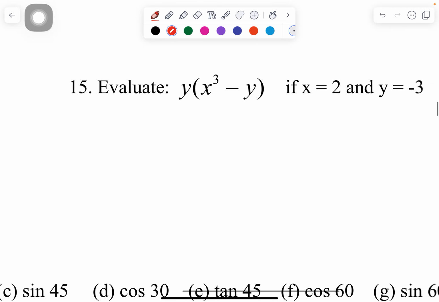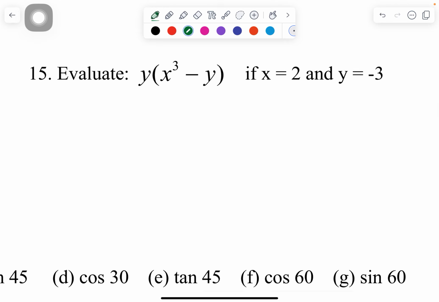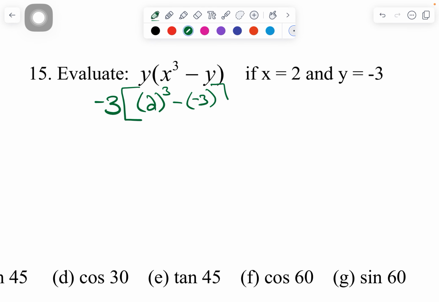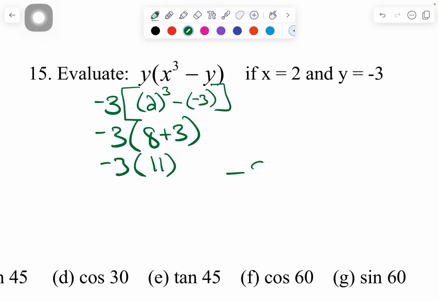All right. Problem number 15, I've given you both an x and a y. So let's see, y is negative 3. Then I've got x cubed. And actually, I'm going to go ahead and put a bracket here, so I can do the parentheses x cubed minus negative 3 with a little bracket there. All right, inside, we've got 2 cubed is 8. Minus a negative becomes plus. So negative 3, 8 plus 3 is 11. So negative 3 times 11 would be negative 33.